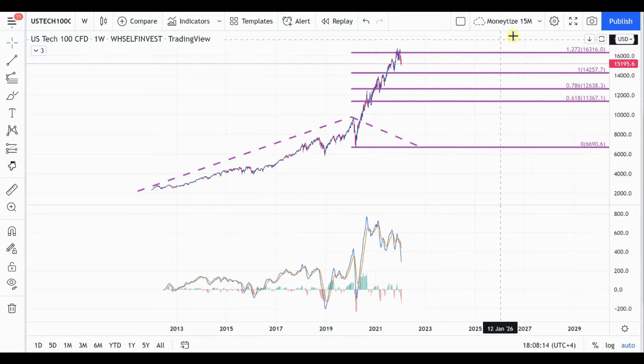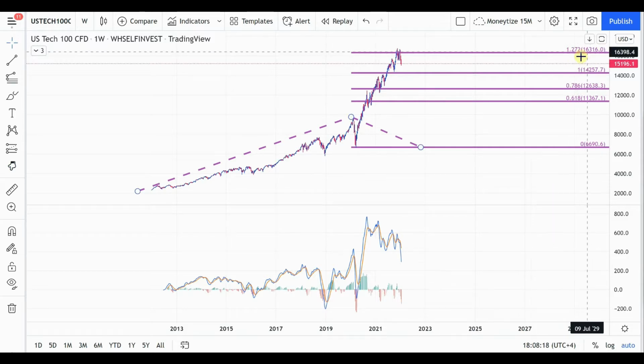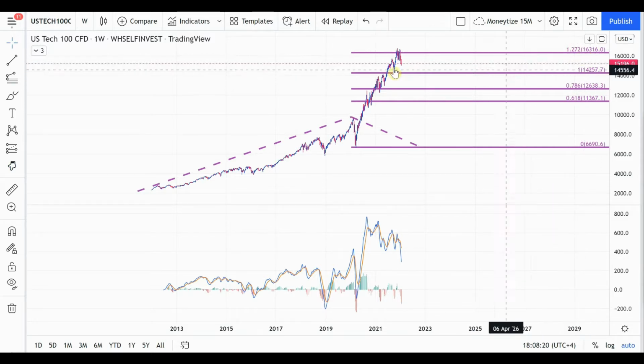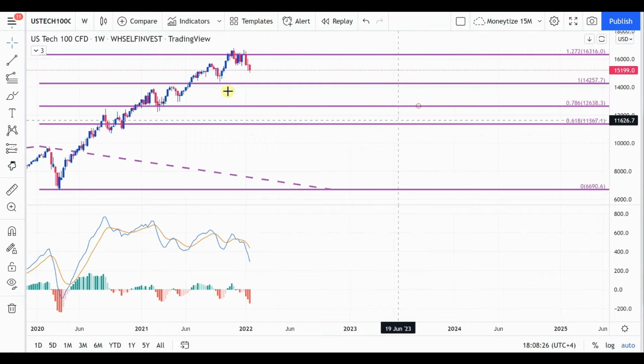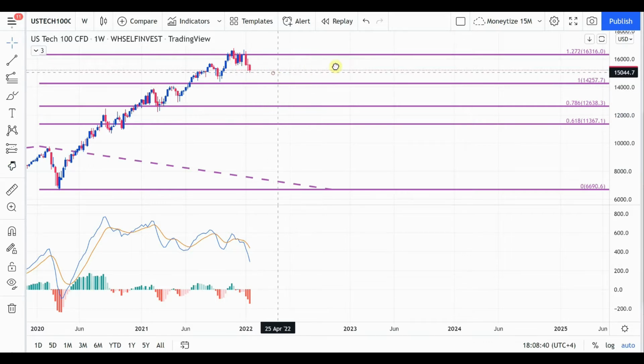Okay, so the highest fib extension level available is 1.272, value 16,316. And if I zoom in, we can see the moves after 16,316 were not sustainable. It made a couple of attempts to sustain above this level but failed. So this is the scenario on weekly.